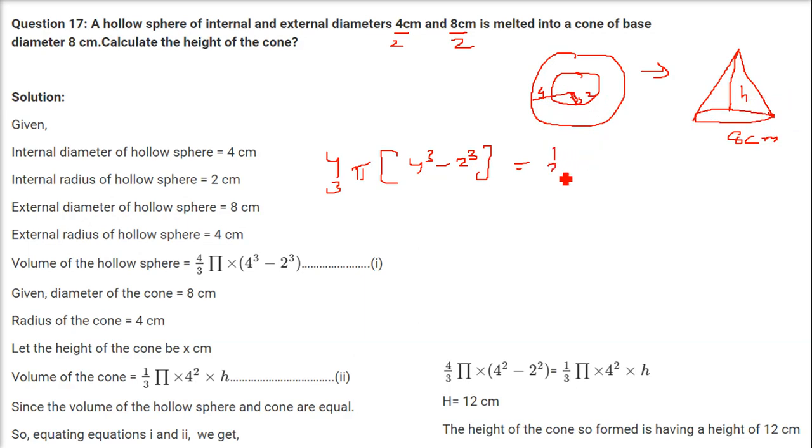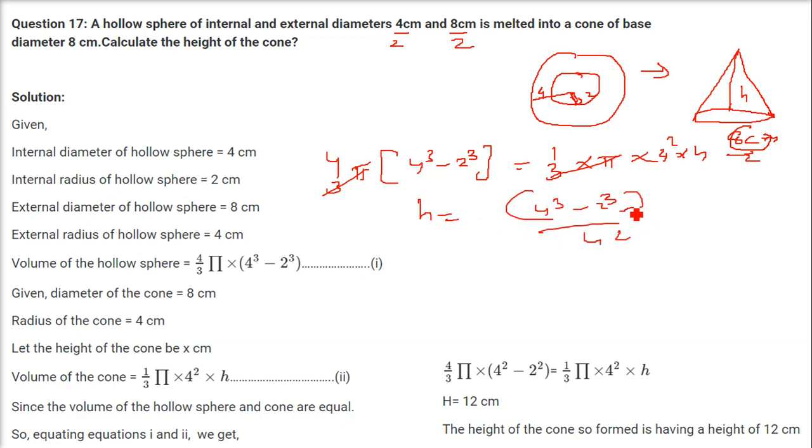And this is 1 by 3 pi into r square. 8 is the diameter, so radius will be 8 divided by 2, that is 4. 1 by 3 pi r square, so 4 square into h. So all values are here. The h will be 4 cube minus 2 cube by 4 square into 4. Just compute it, it is going to be 12 centimeter.